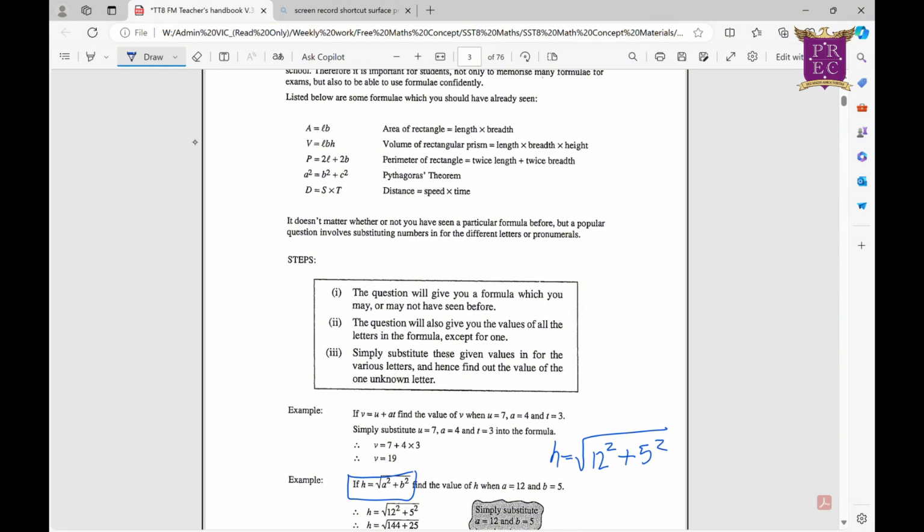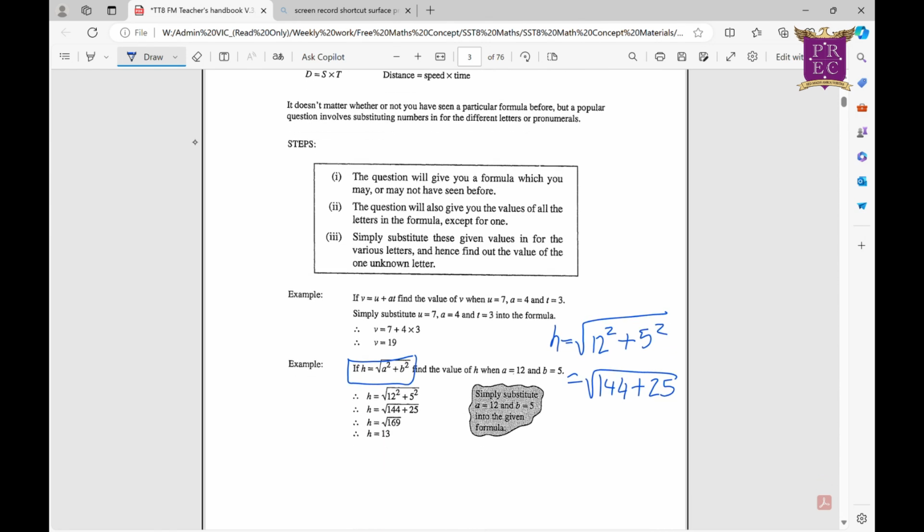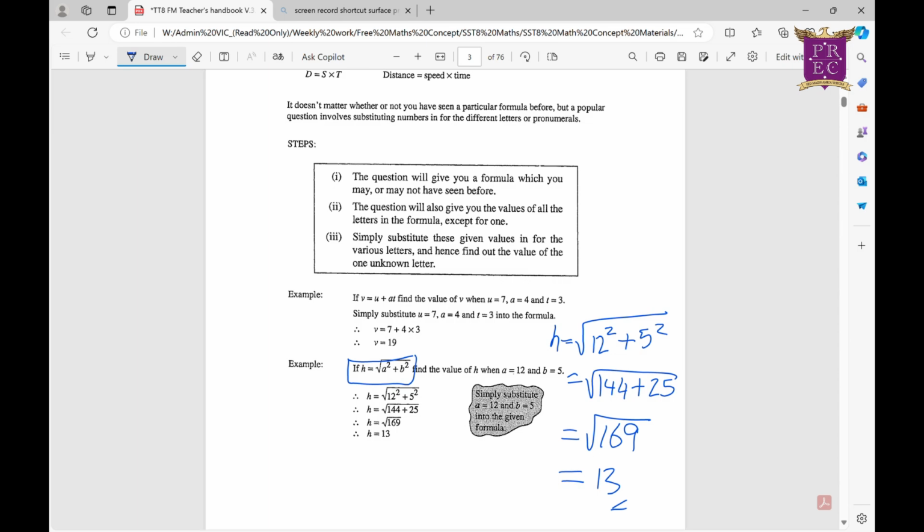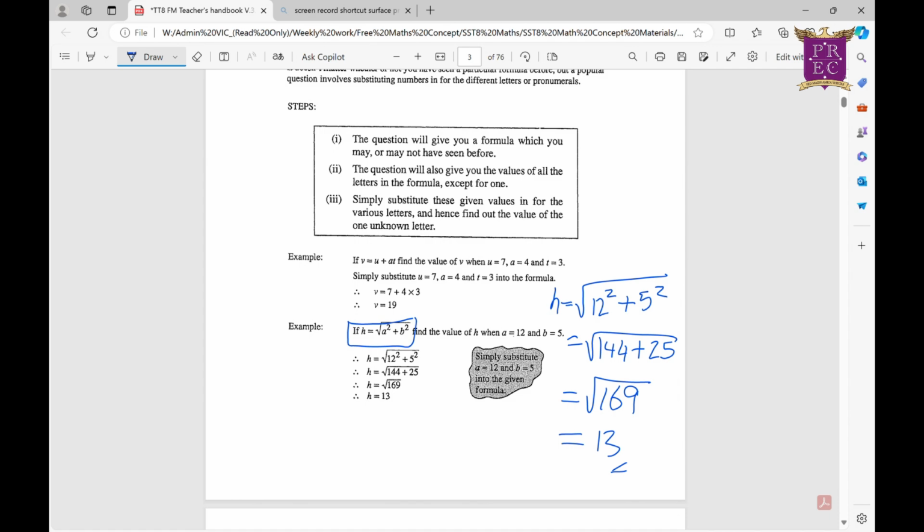h is equal to 12 squared plus 5 squared, all under the square root. What's 12 squared? That's 144, and 5 squared is 25. So 144 plus 25 gives us 169. The square root of 169 is just 13, so the answer is 13. That's how we should do it. The steps are given here. You might not know what the formula is, but that doesn't matter. What you have to do is substitute the letters with the known values and then find out the value of the unknown letter. So what's the unknown letter now? The unknown letter is 13. That's as simple as that.